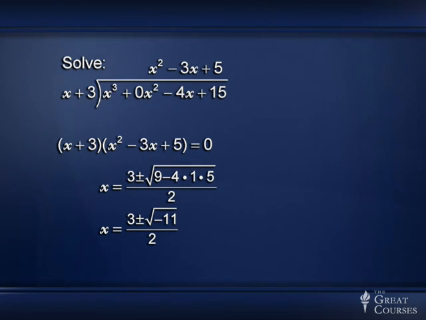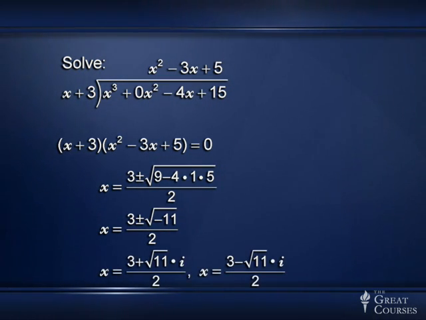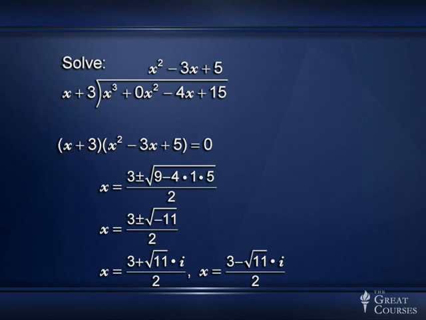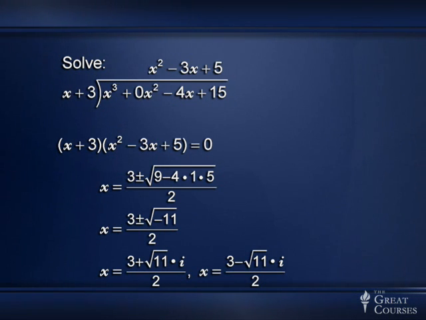That's okay though. We knew that there had to be 3 roots. We now know what they are. One of them was the real number, x equals negative 3, and the other two are 3 plus square root 11 times i divided by 2, and 3 minus square root 11 times i divided by 2. And that means we're done.